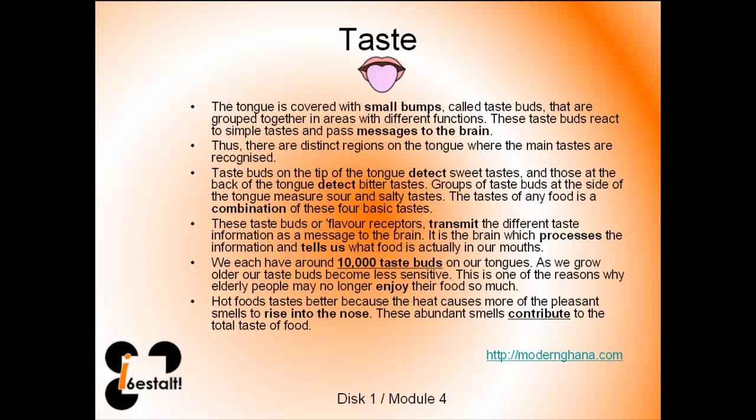But groups of taste buds at the side of the tongue measure sour and salty taste. So you've got bitter in the back, sweet in the front, sour and salty on the sides. And the taste of any food is a combination of these four basic tastes. These taste buds, or flavor receptors, transmit the different taste information as a message to the brain. It is the brain which processes the information and tells us what food is actually in our mouths.